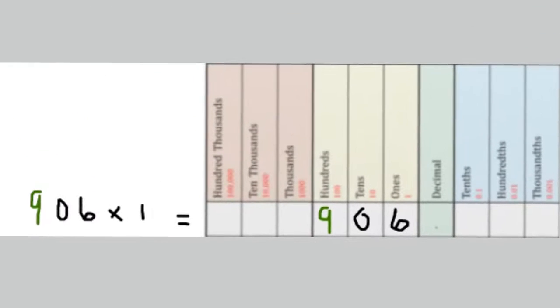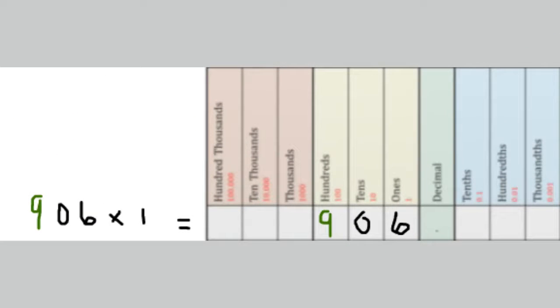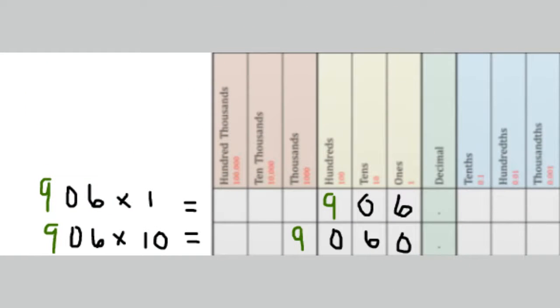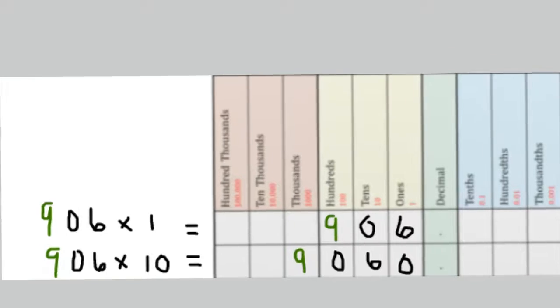Let's first start off with a math problem I know you all know: 906 times 1. We're going to pay close attention to the 9, which is currently in the hundreds place. Our next problem is our first power of 10 greater than 1, and that's just 10. 906 times 10 is 9,006. If you notice, our 9 is now in the thousands place. It shifts over one place value. Pay close attention to the 9 as we continue with our next two problems.